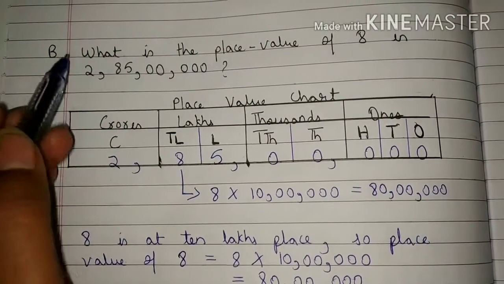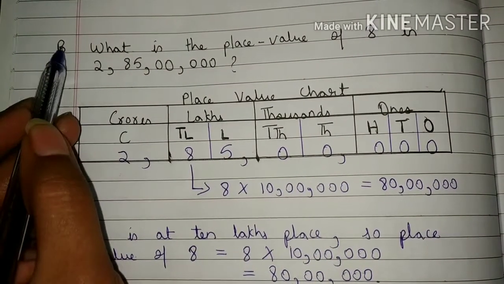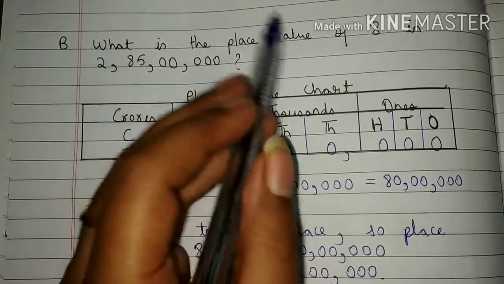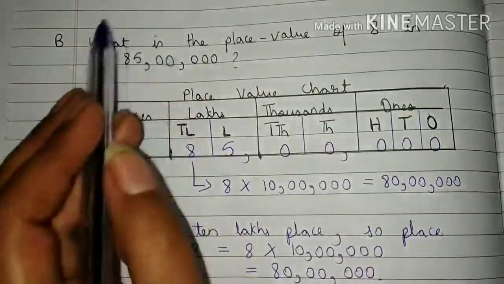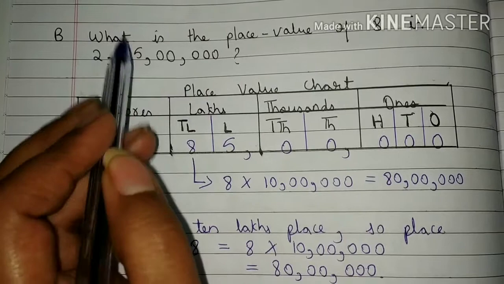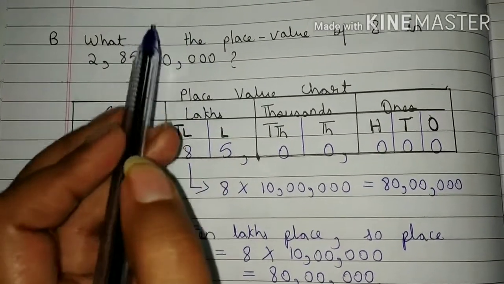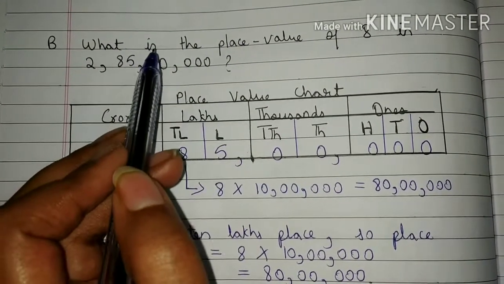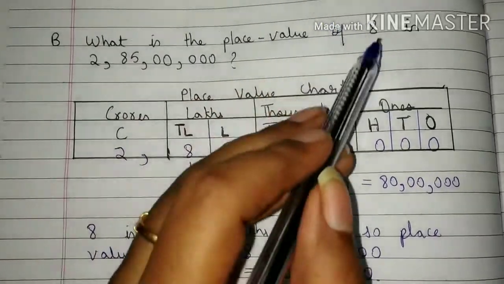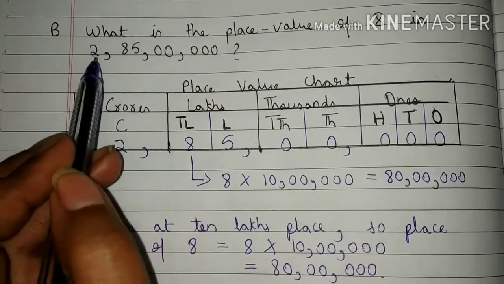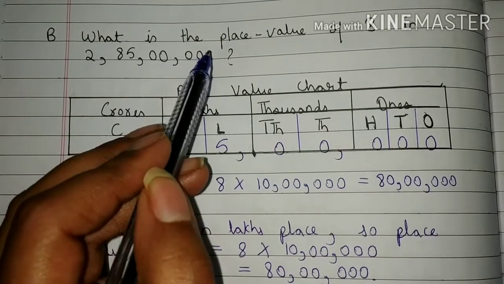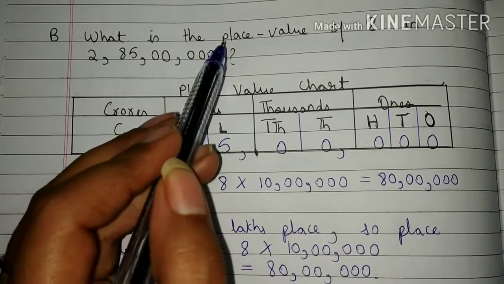Students, now here's question B. What is the place value of 8 in 2 crore 85 lakh? Students, in this question, you have to find the place value of 8 in 2 crore 85 lakh. So, how will you find?